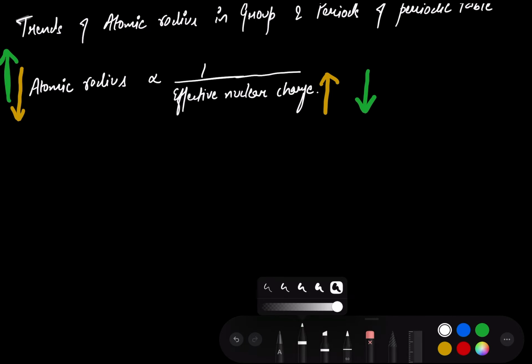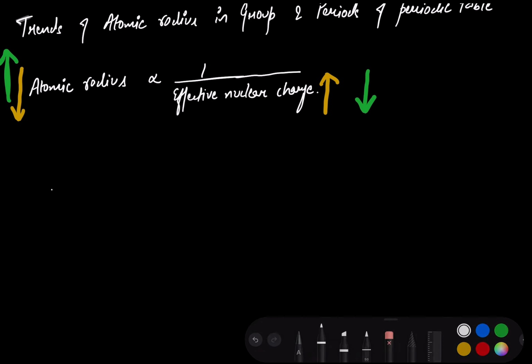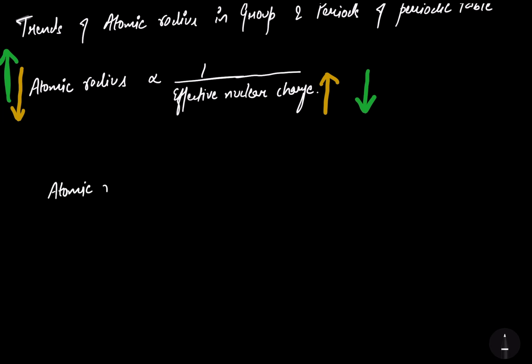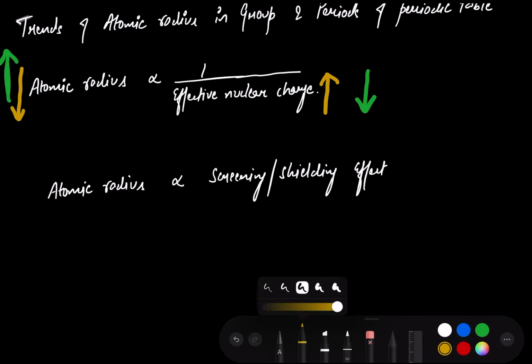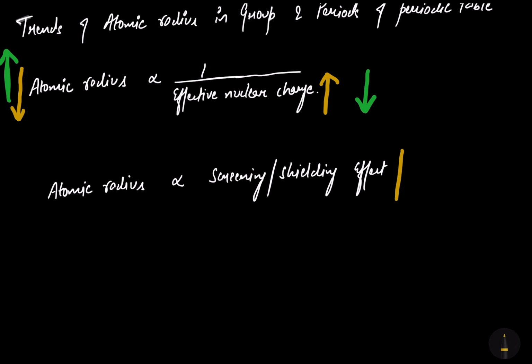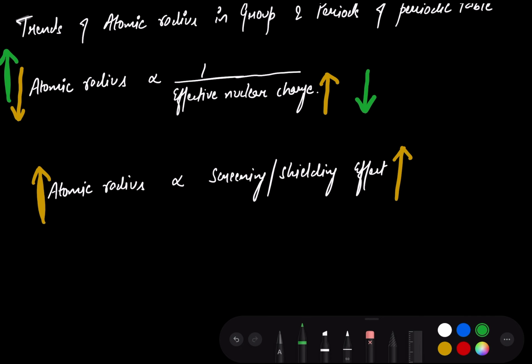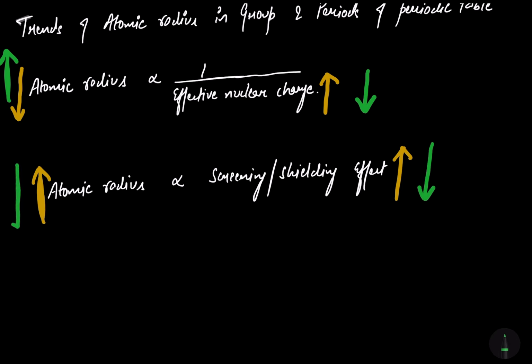Now let me talk about another point. Atomic radius is directly proportional to the screening, or we can say shielding effect. As the screening effect or shielding effect will increase, the outermost electron will feel less effective nuclear charge, thereby increasing the atomic radius. So what I have said, if the screening effect increases, then atomic radius also increases. Or we can also say that if the screening effect decreases, then atomic radius will also decrease.